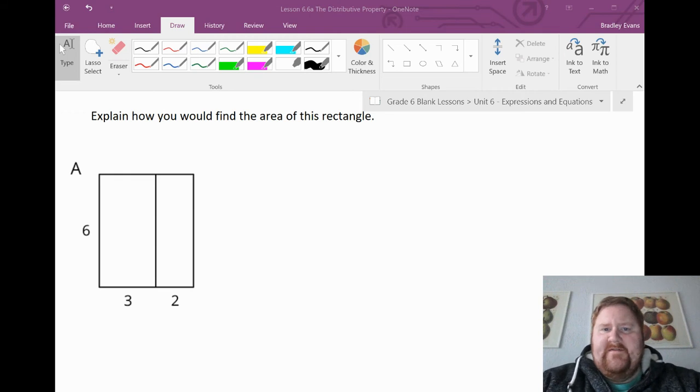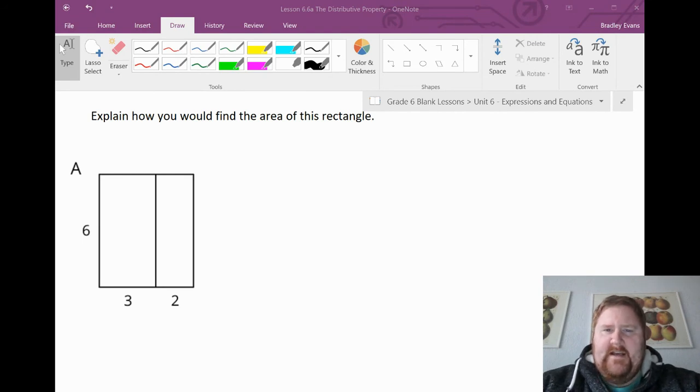Thinking back to our objective today, our objective is to be able to use rectangles and the area of rectangles to help us with multiplication and to understand a little bit more about the distributive property. What I'd like you to do is to stop and think for a second. Here's a rectangle. What do you notice? What do you wonder? And how might you find the area of this rectangle?